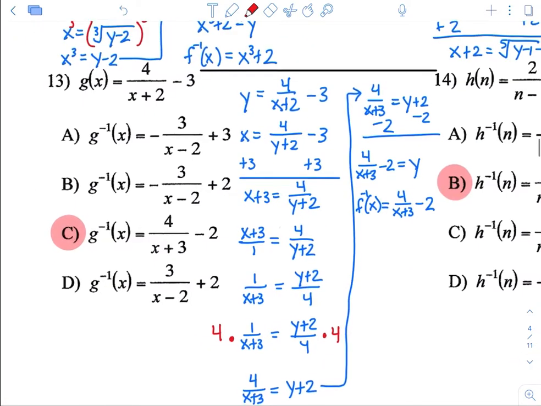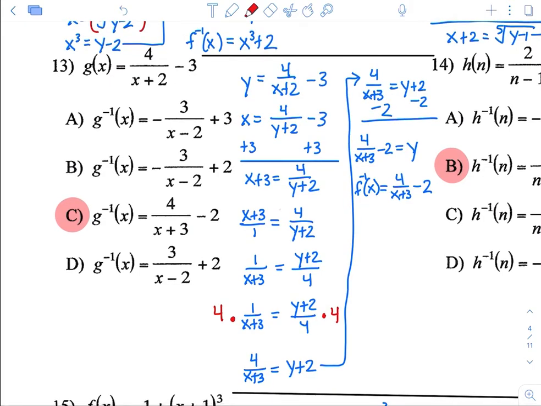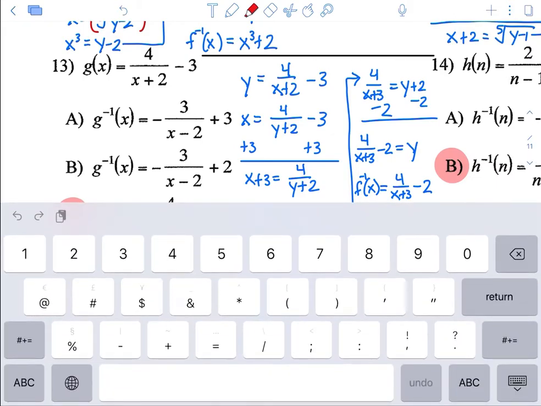13. Same process. I changed f of x to become y. Or sorry, in this case g of x. Change g of x to become y. I switch my x and y to get this line. Now we need to isolate the new y, so I'm going to add 3 to both sides to get this. Now I'm going to put this over 1 to make it a fraction, and I don't like how my variable y is in the denominator of that one, so I'm going to flip both sides.